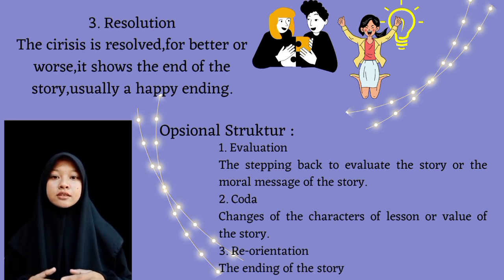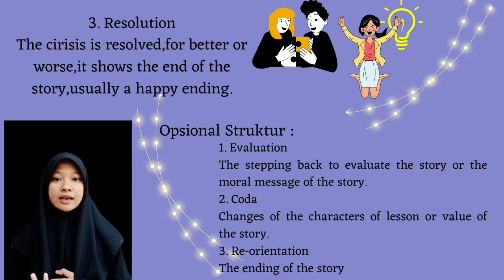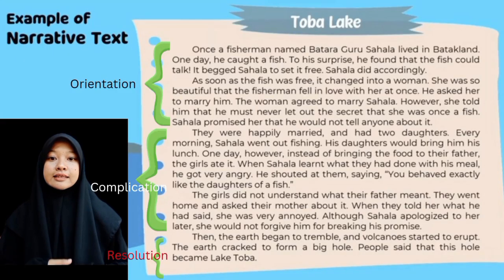Apart from the 3 structures above, there are several structures that in our opinion may or may not exist. First, evaluation. Stepping back to evaluate the story or the moral message of the story. Second, coda. The characters' sense of the lesson or value of the story. And reorientation. The ending of the story. Let's see its implementation in the following example.